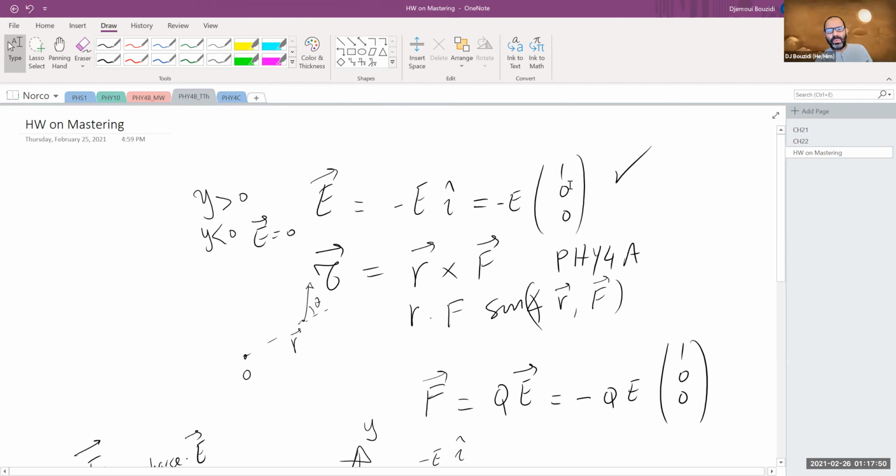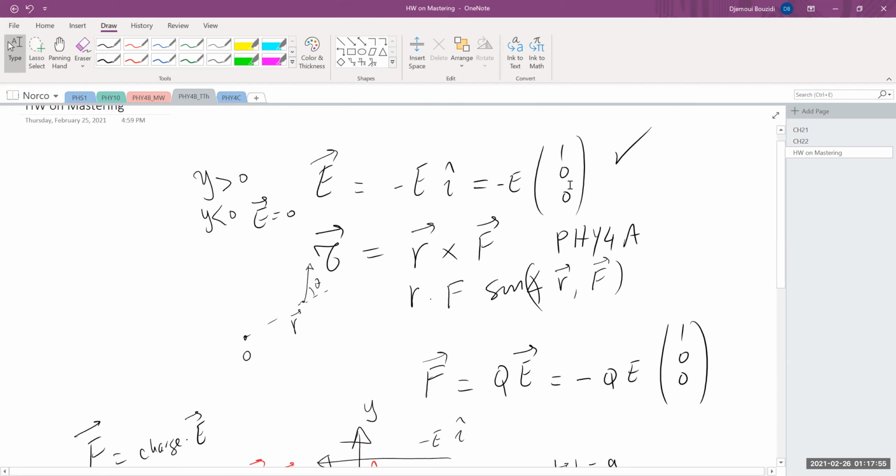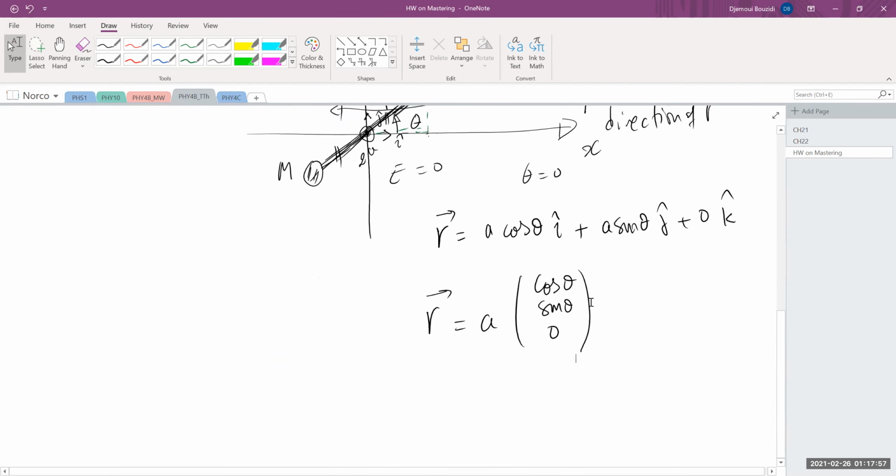Everybody's comfortable with this notation of the vectors? Yes. Yeah. Makes more sense like that. So that's basically how I'm writing these vectors so far.